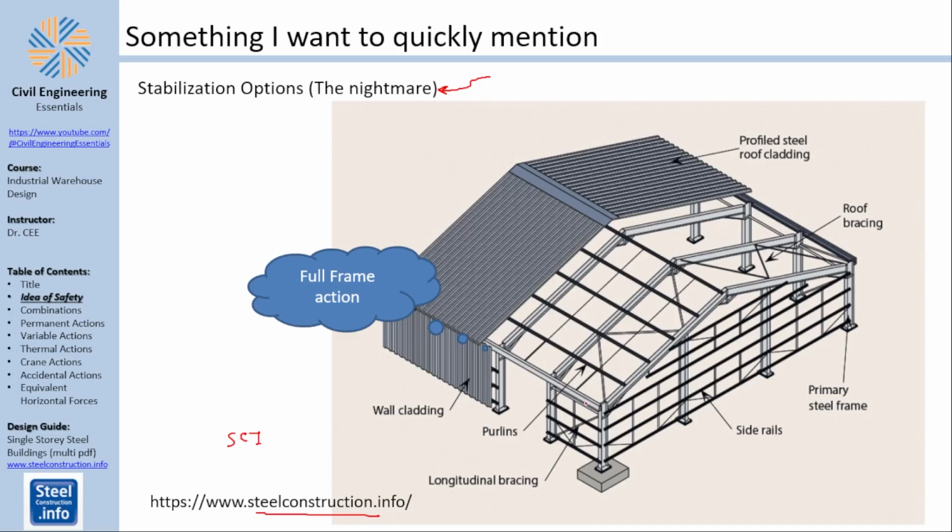The first option is full frame action. You can see that the beam here is big enough to hold the purlins in place, and you are relying on the beam action for stabilization, because I don't see any bracings, to be honest. I don't see those typical cross bracings.